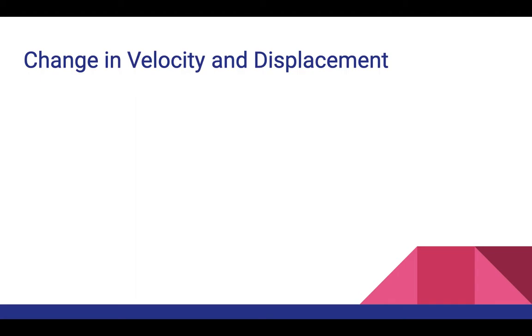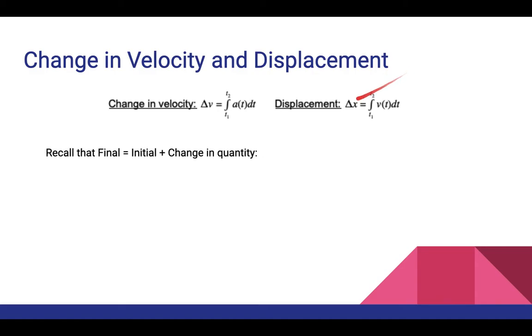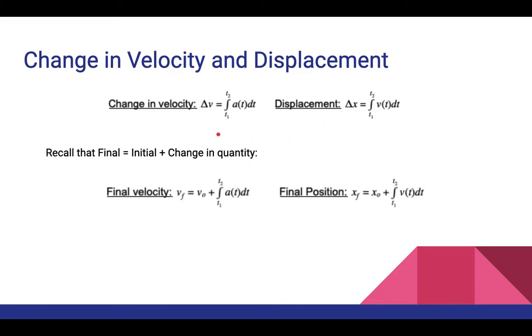So, change in velocity and displacement. Your change in velocity is represented by a definite integral of your acceleration function from t1 to t2, and your displacement is represented as a definite integral of your velocity function from t1 to t2. Displacement is what we call our change in position, our delta x. So change in velocity is given by the definite integral of acceleration from t1 to t2, and displacement, your change in position, is given by the definite integral of velocity from t1 to t2.